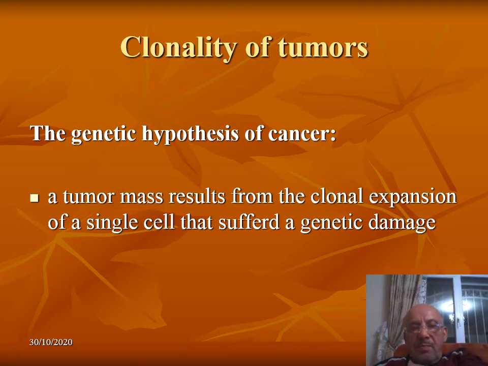Behind the formation of cancer there is a genetic hypothesis. The genetic hypothesis says that one cell at one time succeeded in transforming from benign to a malignant cell, so the malignant cells in any type of cancer are monoclonal in origin.